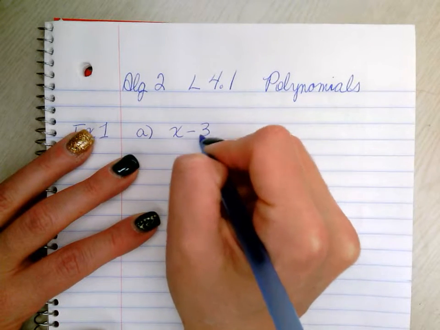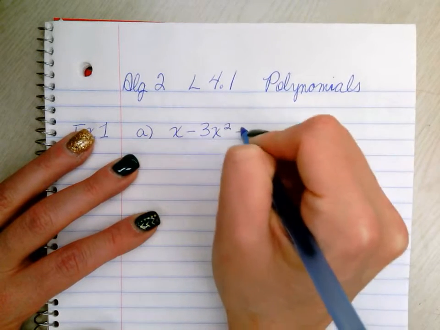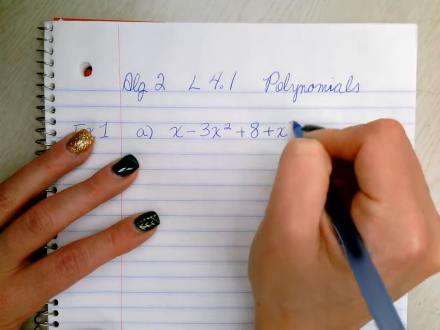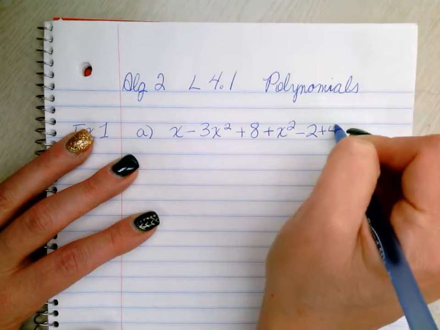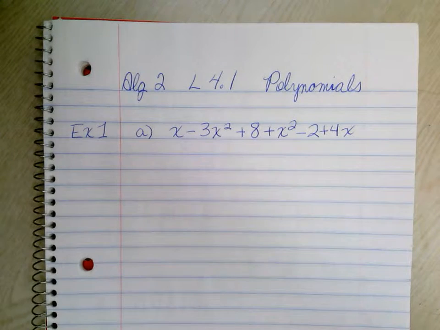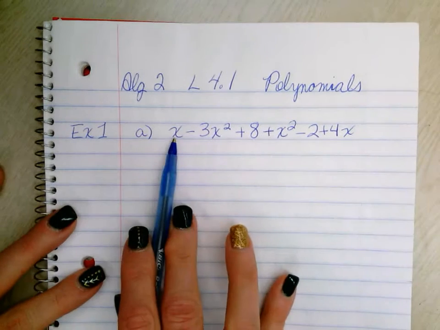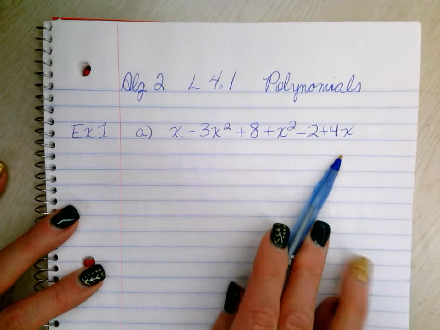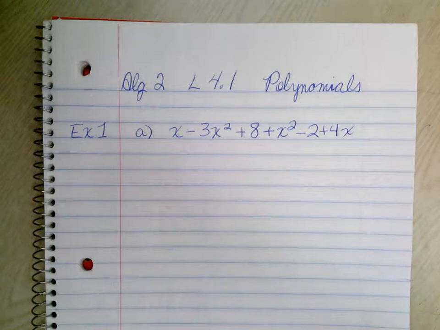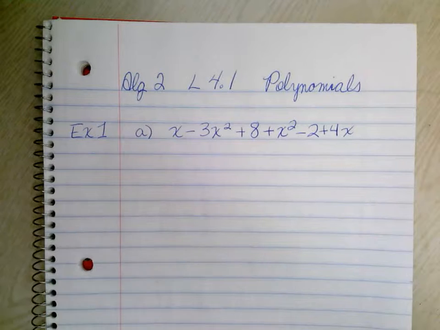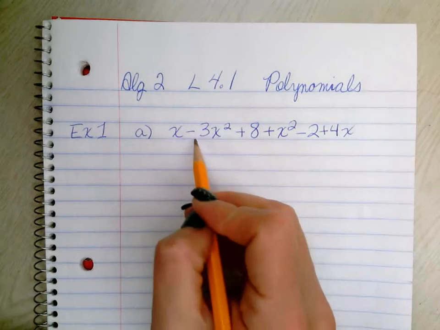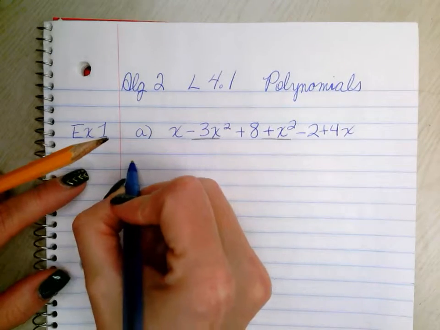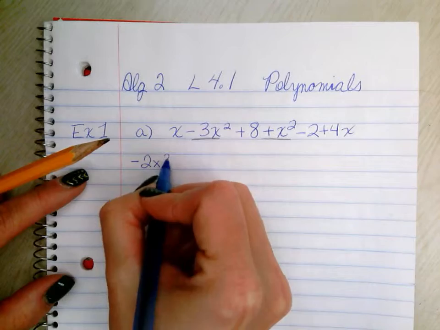x minus 3x squared plus 8 plus x squared minus 2 plus 4x. Okay? So, when you look at it, make sure you've copied it correctly. You know I'm an expert at copying incorrectly, so I want to double check. All right. First thing you're going to want to do is combine like terms. So first I'm going to look at my x squareds. A negative 3 combined with a positive 1 is a negative 2x squared.